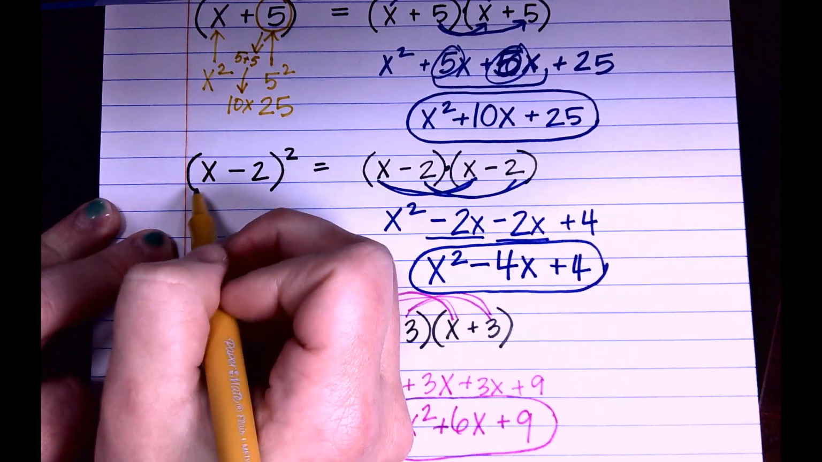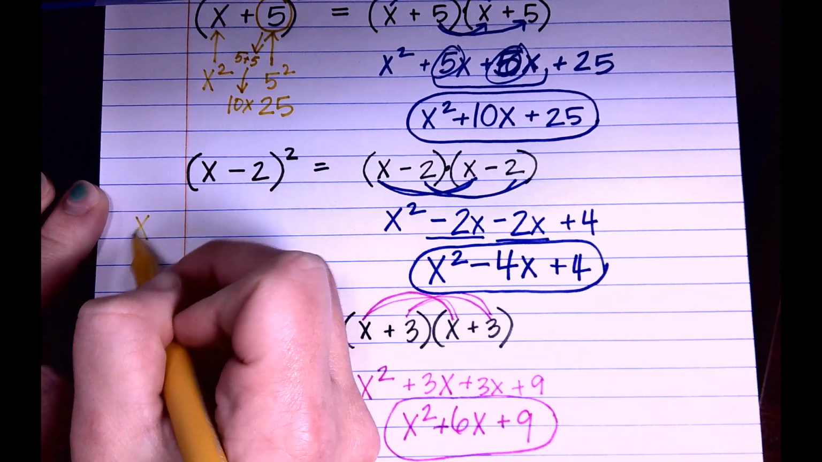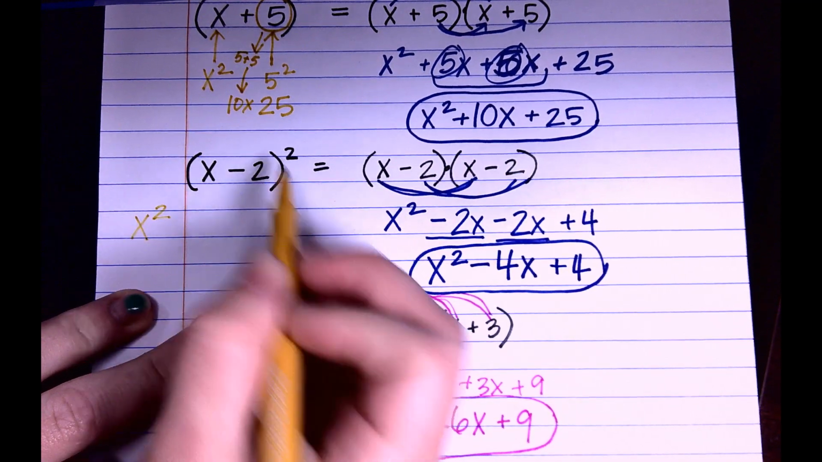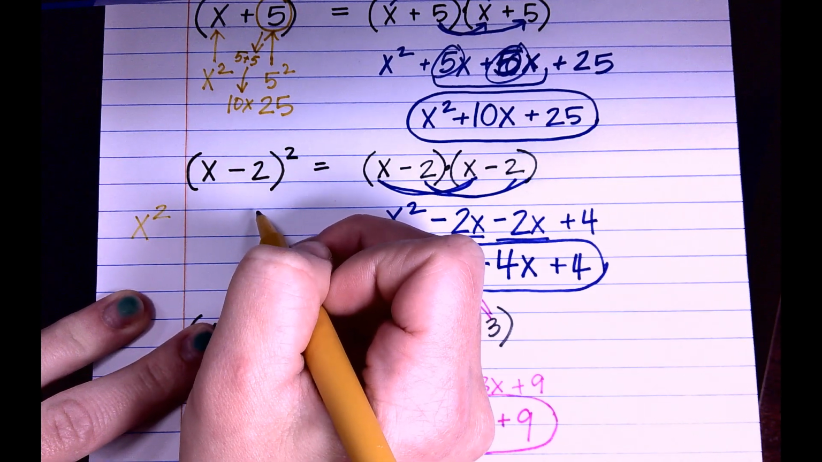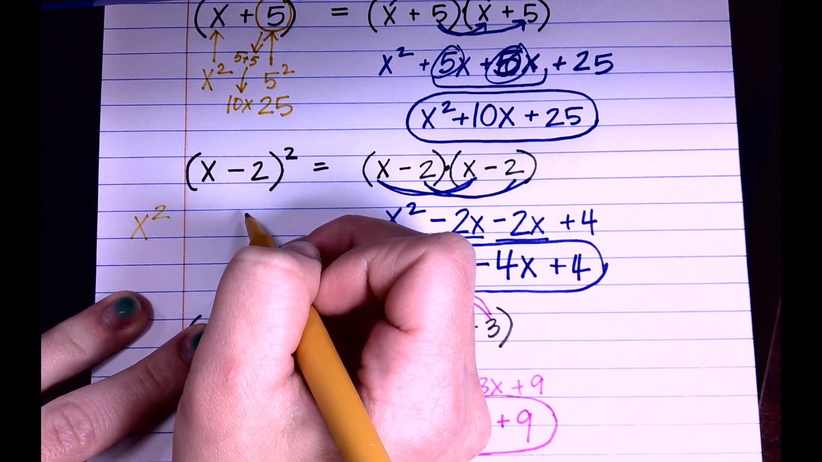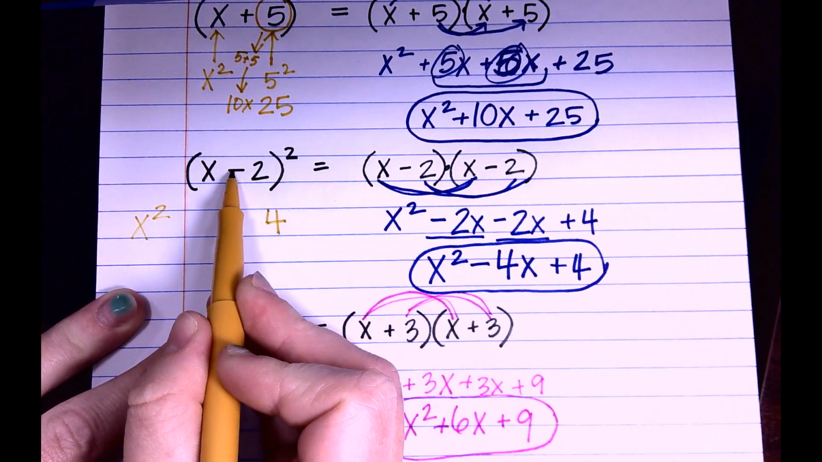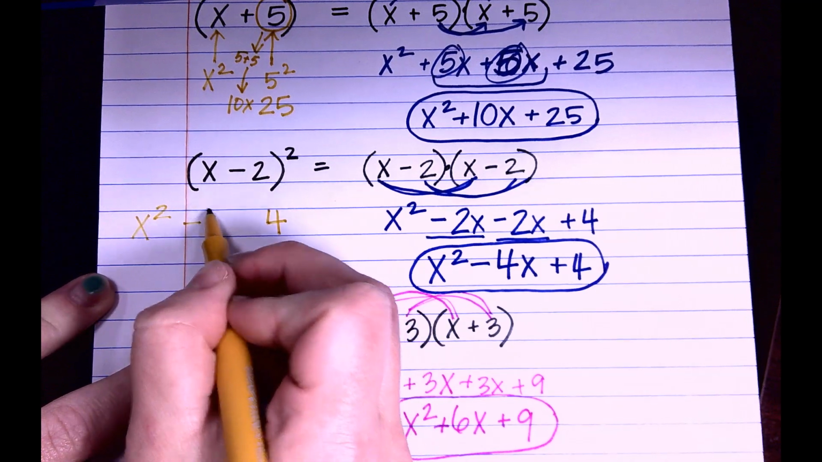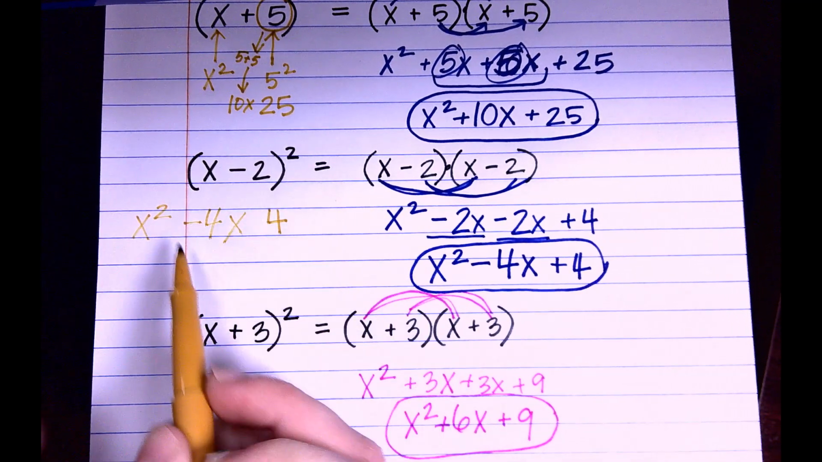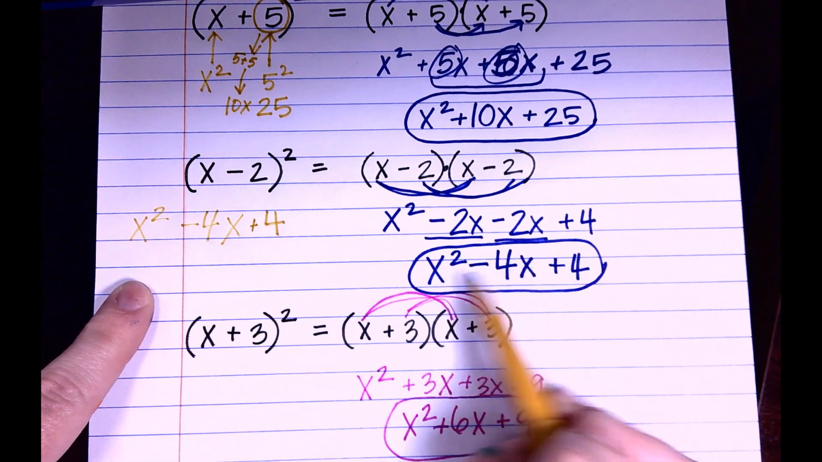Look at this. X minus 2 squared. Well, we're going to have x squared. Negative 2 squared is what? Negative 2 times negative 2. Positive 4. And what's negative 2 plus negative 2? Negative 4. Add the x. X squared minus 4x plus 4. Oh my gosh, that's what we got.